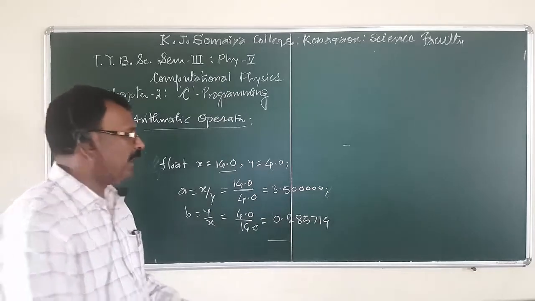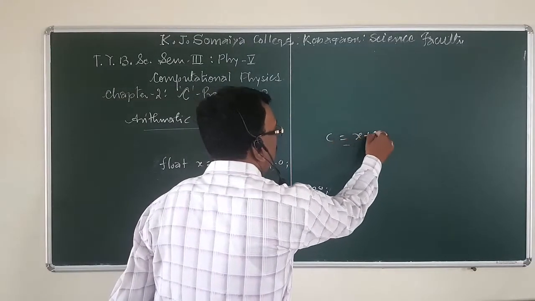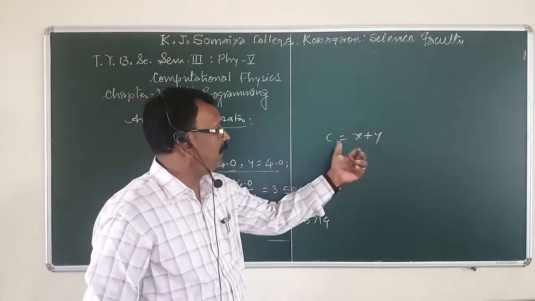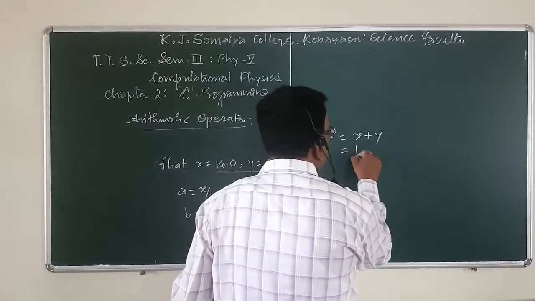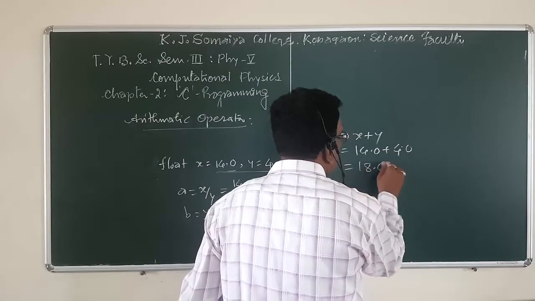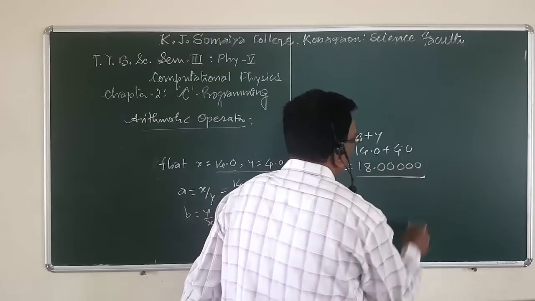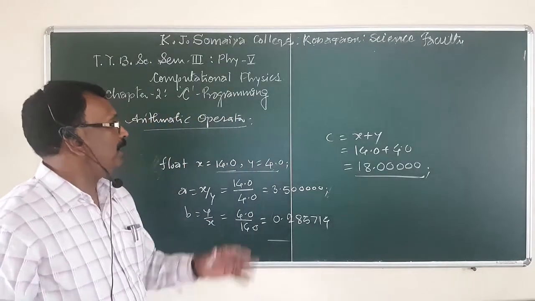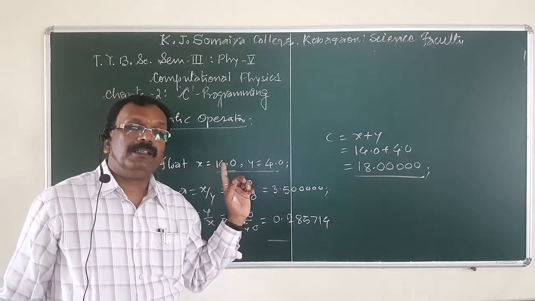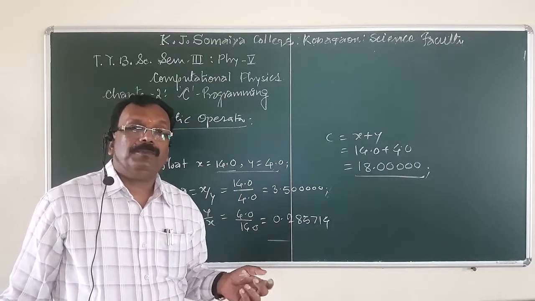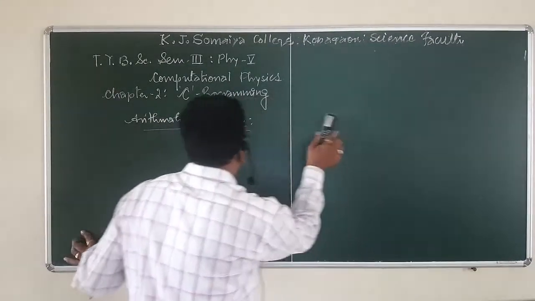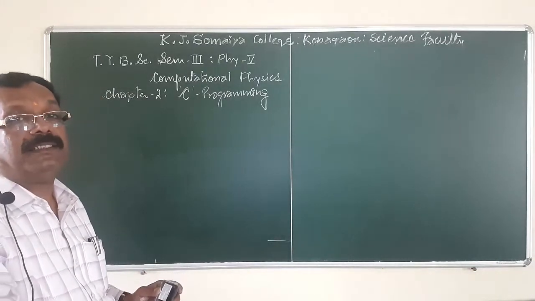Or take one more example, c is equal to x plus y. Take the addition of these two numbers and assign the value of the result to the variable c. For example, here 14.0 plus 4.0, and the result will be 18.00000. In this way, we studied about two types of arithmetic, that is integer type arithmetic and floating point arithmetic. Then next we are going to see the next operator, and that next operator is nothing but the assignment operator.